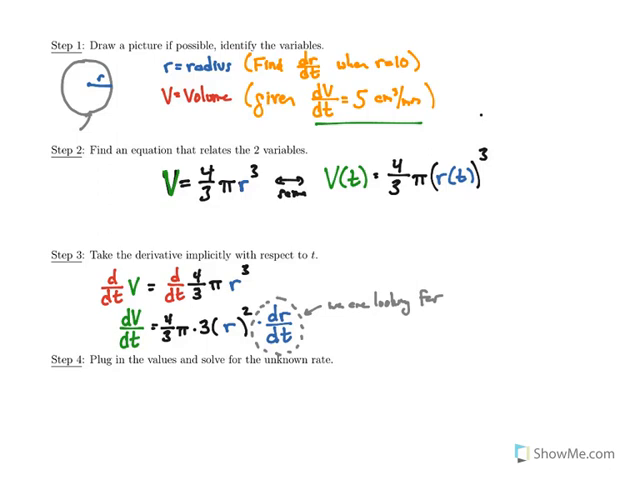So now we've taken the derivative. Now I want to try to plug in the values and solve for the unknown rate. Our values that we have are that dV/dt is equal to 5 centimeters cubed per minute. And we are looking for the point when the radius is equal to 10 centimeters.